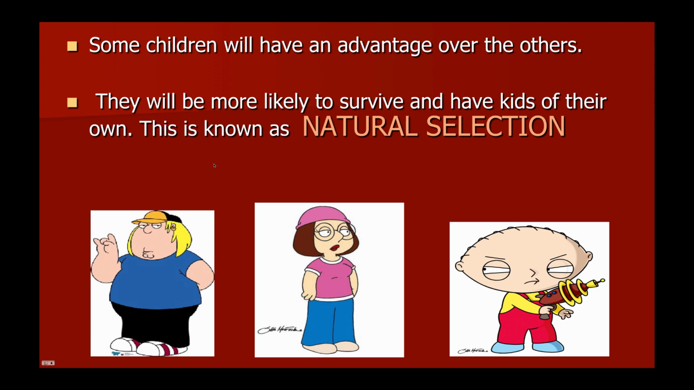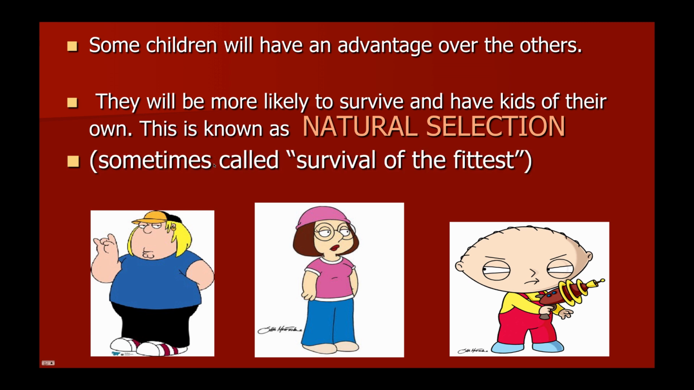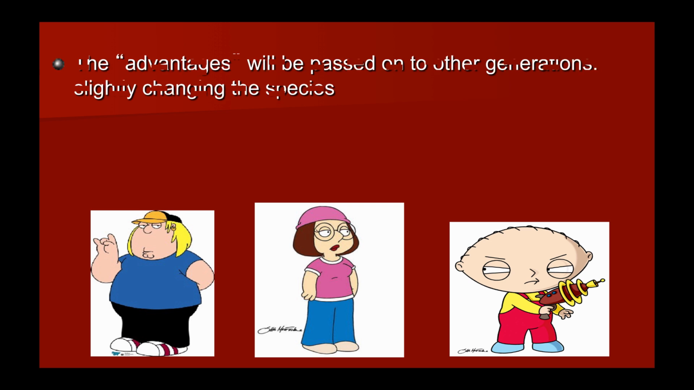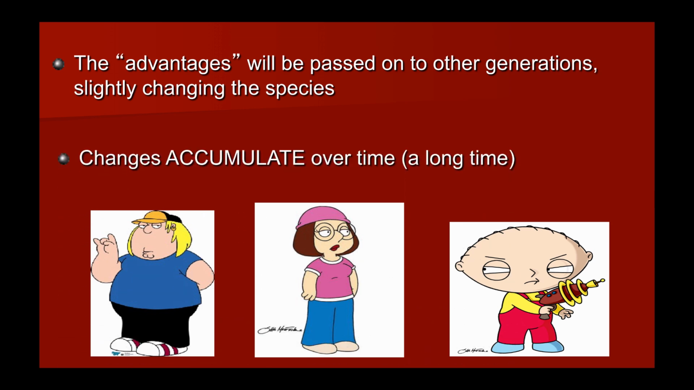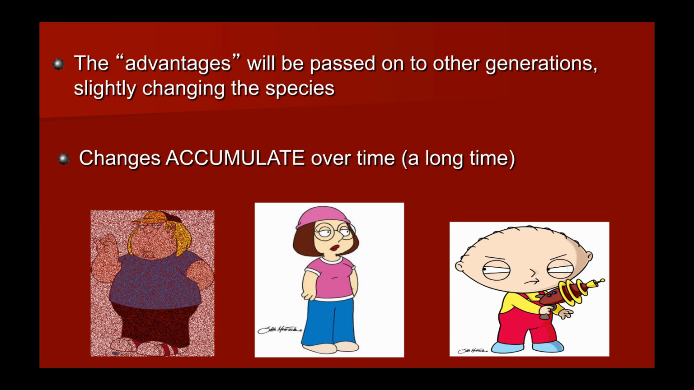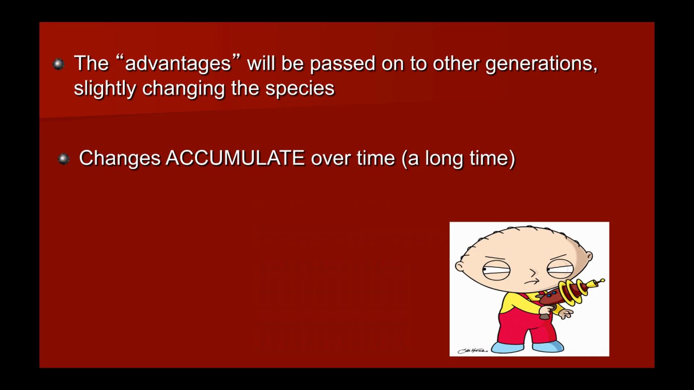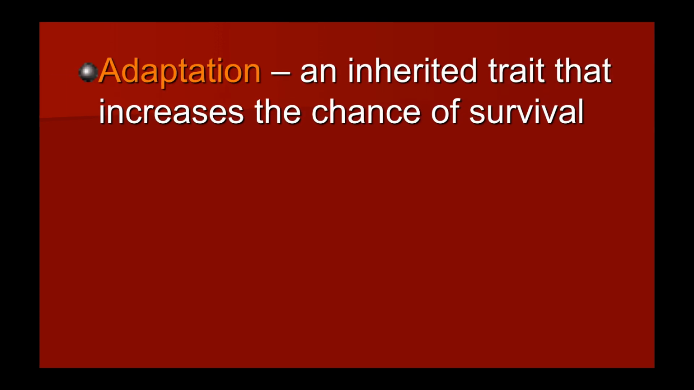But whatever the advantage is, some will have that, and they are more likely then to have kids of their own. This is called survival of the fittest. The advantages then will be passed on to other generations, slightly changing the species. These changes accumulate over a long period of time, and eventually you get a change in the species. That change leads to evolution. An adaptation is an inherited trait that increases the chance of survival.